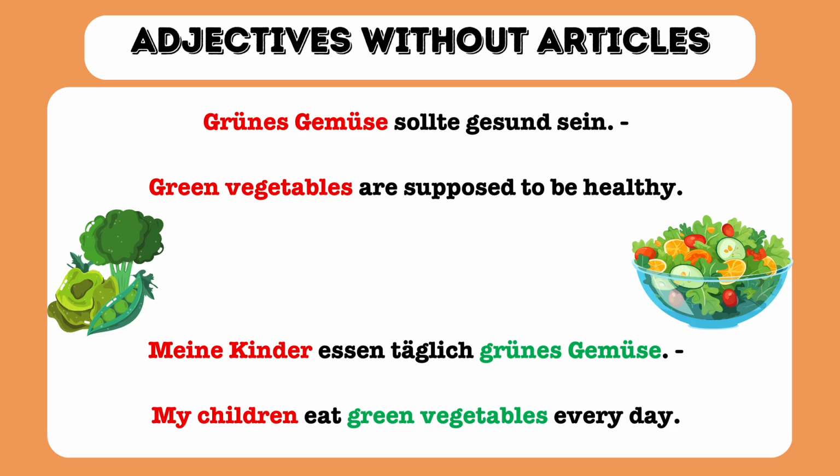Meine Kinder essen täglich grünes Gemüse. My children eat green vegetables every day. Grünes Gemüse is used in the accusative case. For the same reasons I stated for the nominative case, we still have an S at the end of the adjective ending. Meine Kinder essen täglich grünes Gemüse.